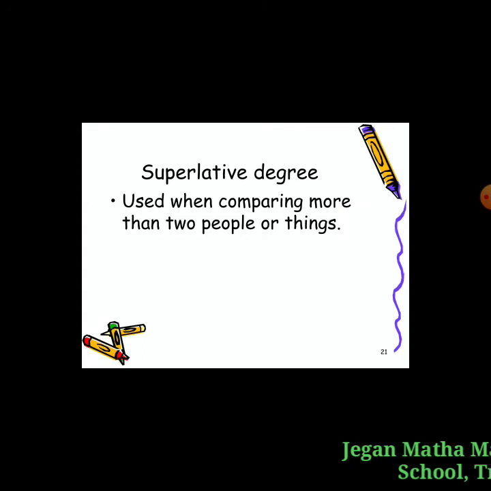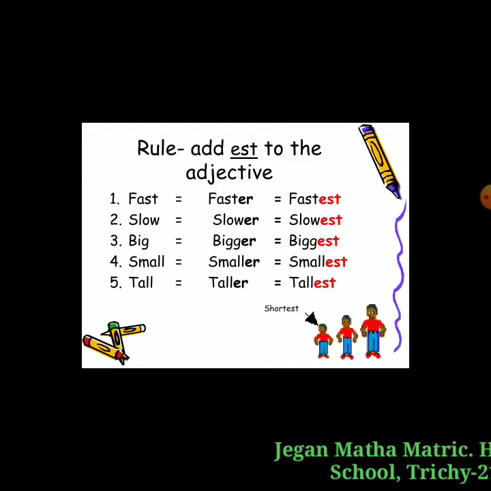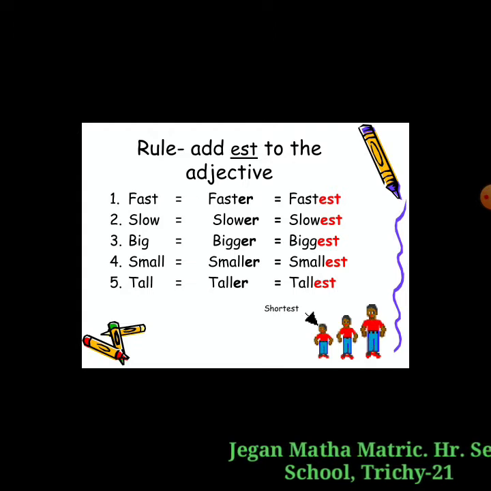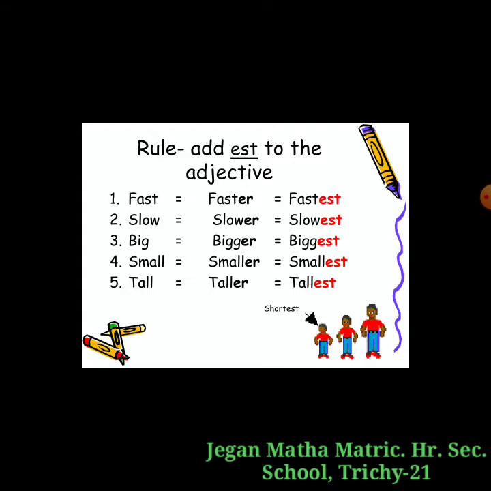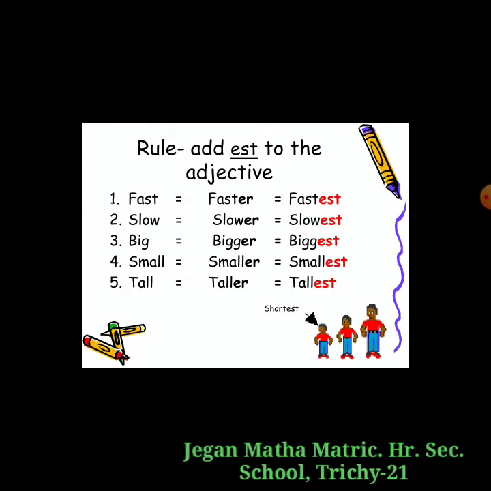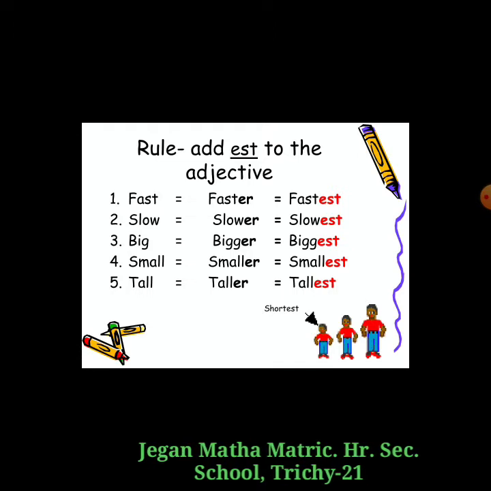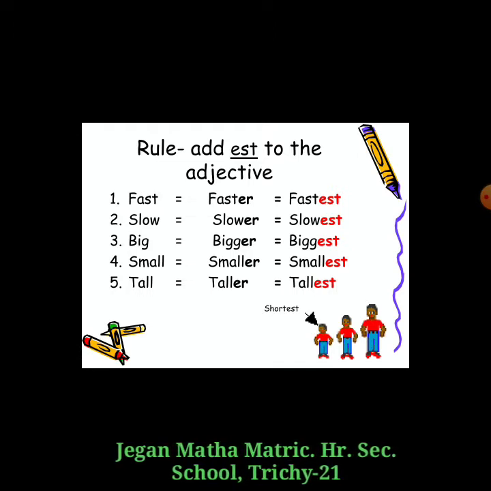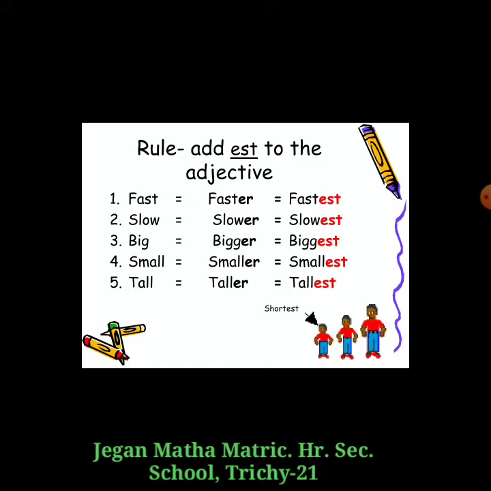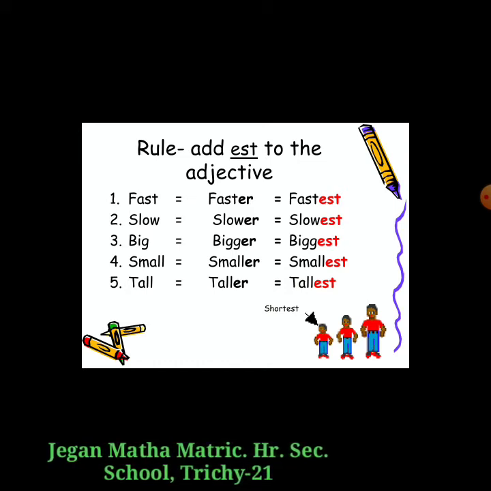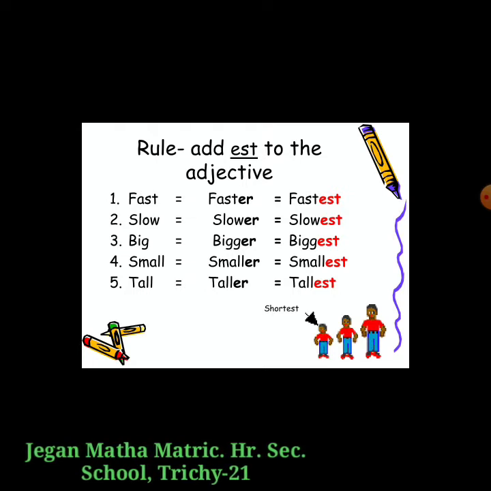Next, superlative degree. What is the superlative degree? It is used when comparing more than two people or things. It is called superlative degree. Rule: add est to the adjective. Fast, faster, fastest. Er, est. So er belongs to comparative. The end of the adjective with est is called superlative. Slow, slower, slowest. Big, bigger, biggest. Small, smaller, smallest. Tall, taller, tallest.